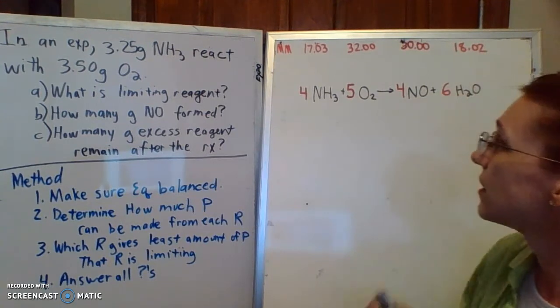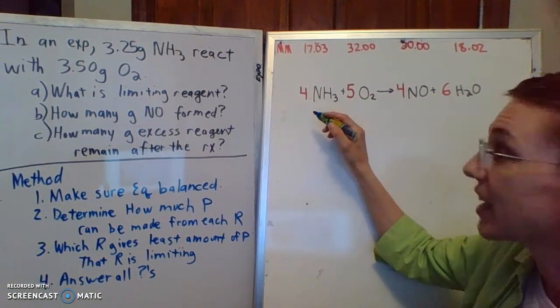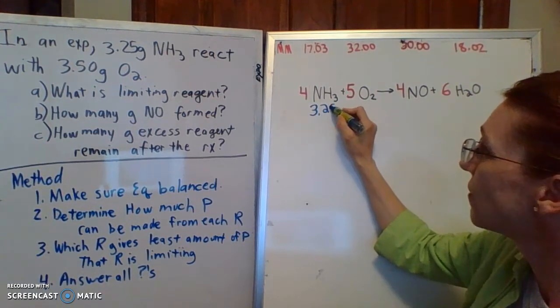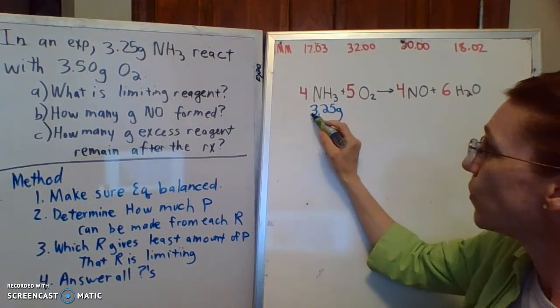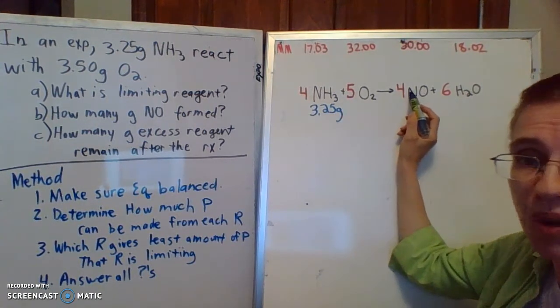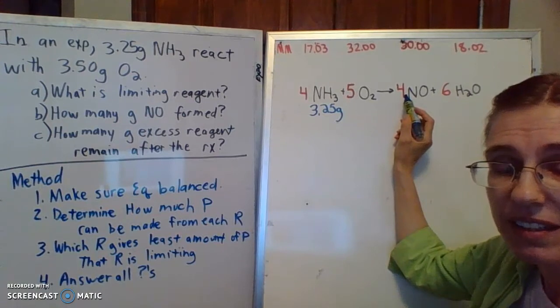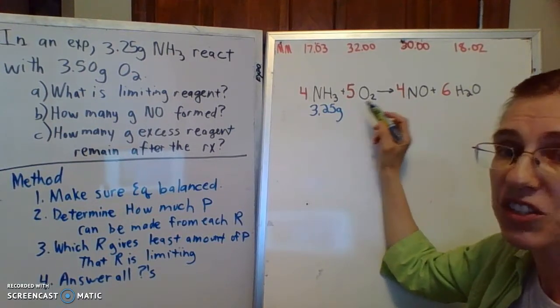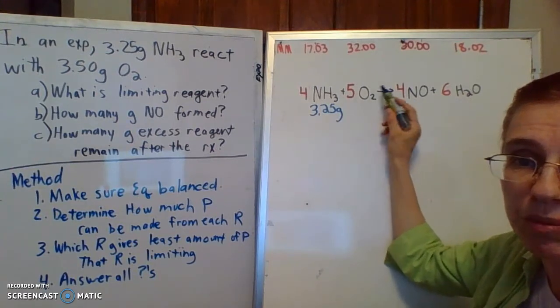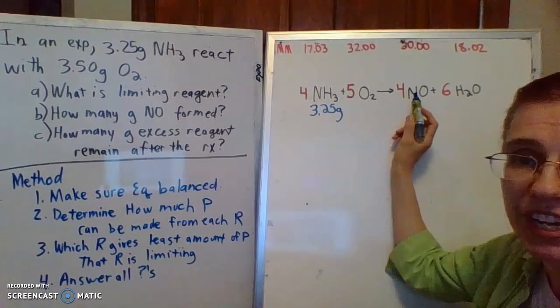Well, we have a clue. If we are only given one amount of a reagent, for example, we're given 3.25 grams of ammonia, and we're asked how much product can be formed, then it's just a straightforward calculation. We can use our bridge over troubled waters, and we can get how much NO is formed.